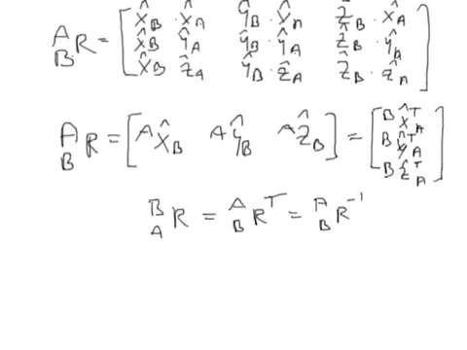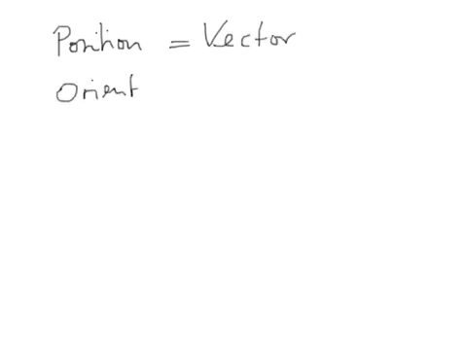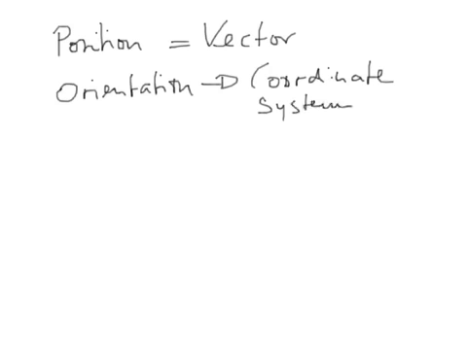So in a short summary, when we have a position in space, it is given by a vector. If we are interested in the orientation of a body, we actually need a coordinate system that is attached to it. And so therefore the pose of a point is given by a vector and a coordinate system.